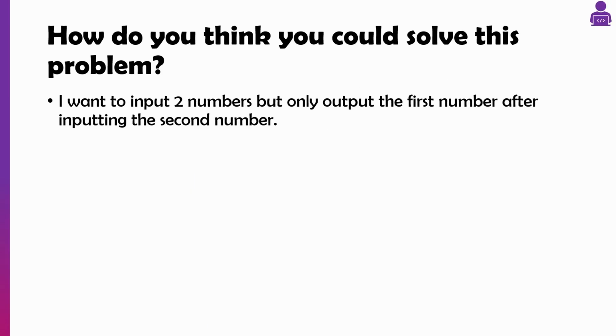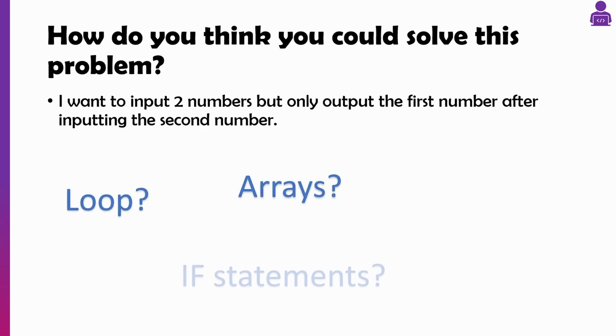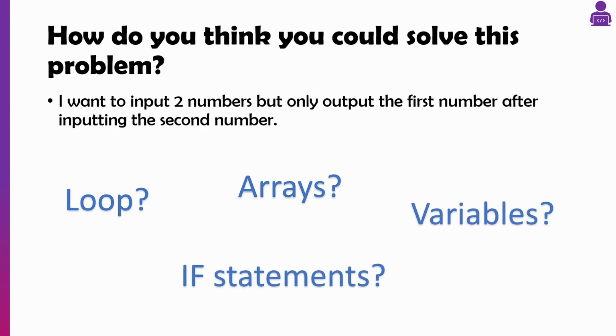So I want you to pause the video in a second and think about how you could solve this current problem. We're going to input two numbers, but I'm only going to output the first number after I've input the second number. So we're going to use loops, arrays, if statements, variables. How do you think we're going to do that?